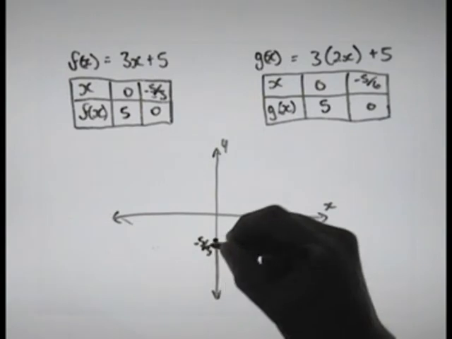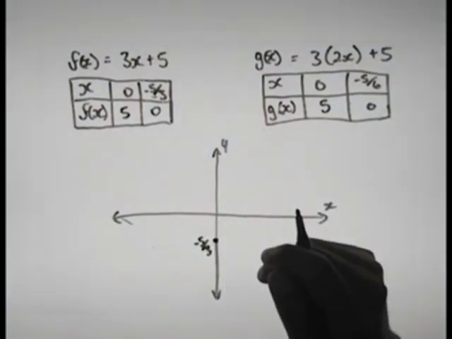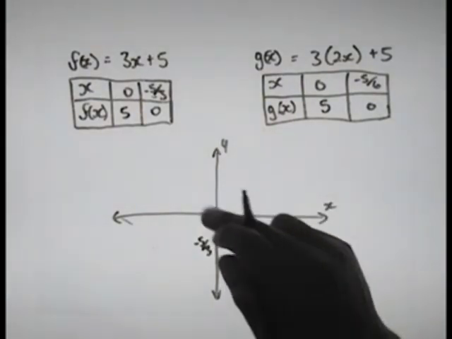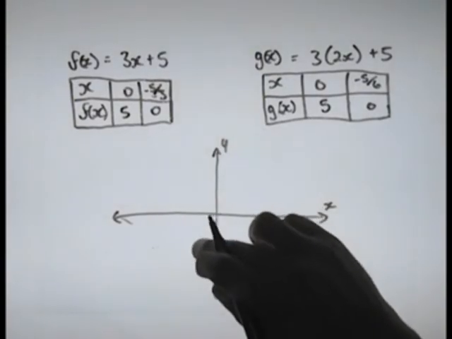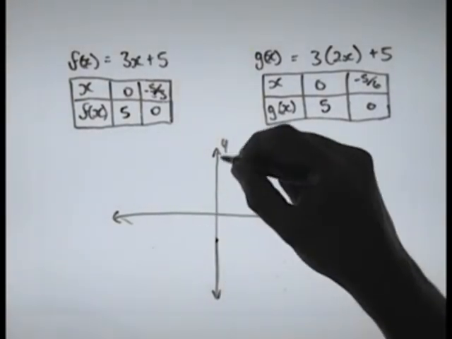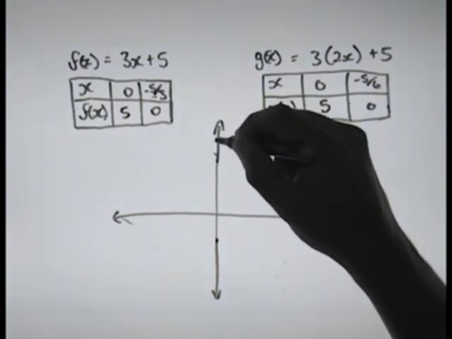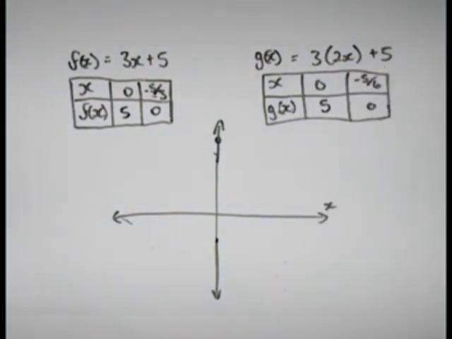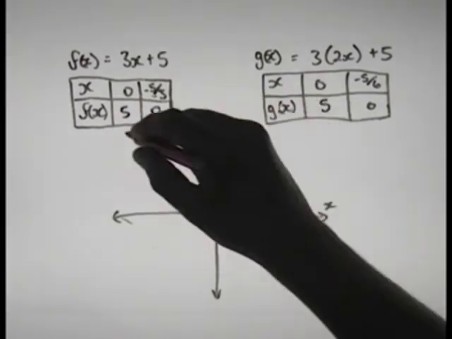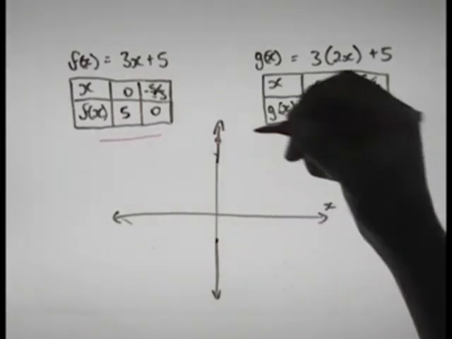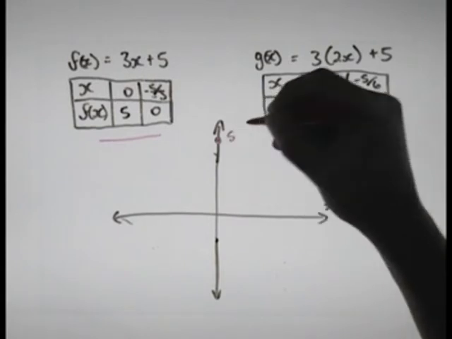Negative 5 over 3. That's when x is equal, no, sorry, when x is equal to 0, y is equal to positive 5. Let's take it a little bit higher and let's put our positive 5 over there. I'm going to draw this one in red. So that's going to be that point over there, 5.